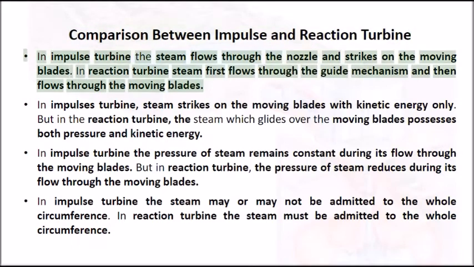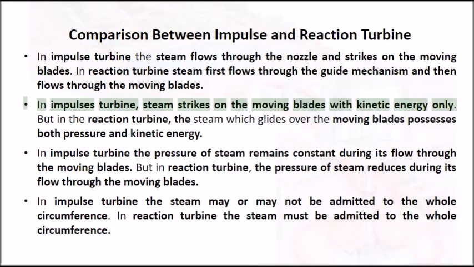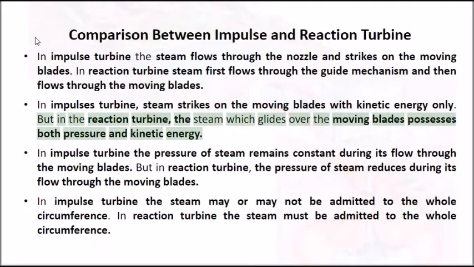In impulse turbine, the steam flows through the nozzle and strikes on the moving blades. In reaction turbine, steam first flows through the guide mechanism and then flows through the moving blades. In impulse turbine, steam strikes on the moving blades with kinetic energy only. But in the reaction turbine, the steam which glides over the moving blades possesses both pressure and kinetic energy.